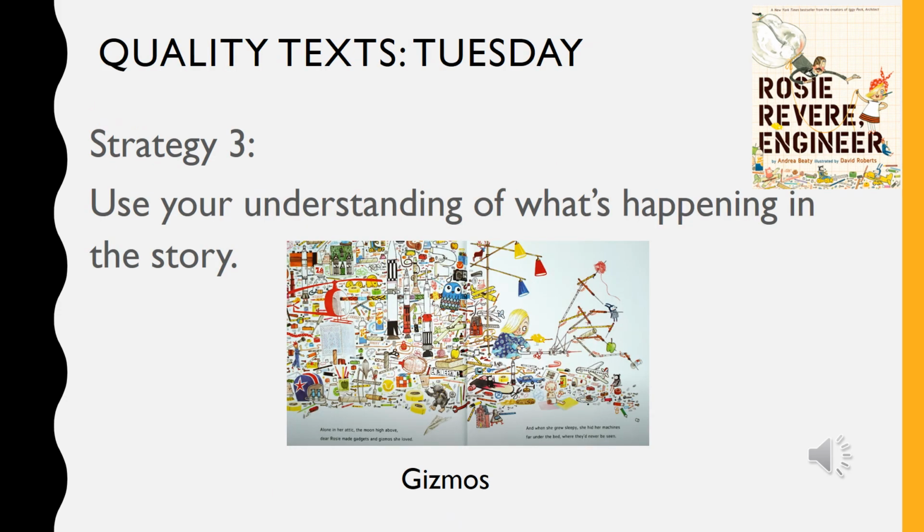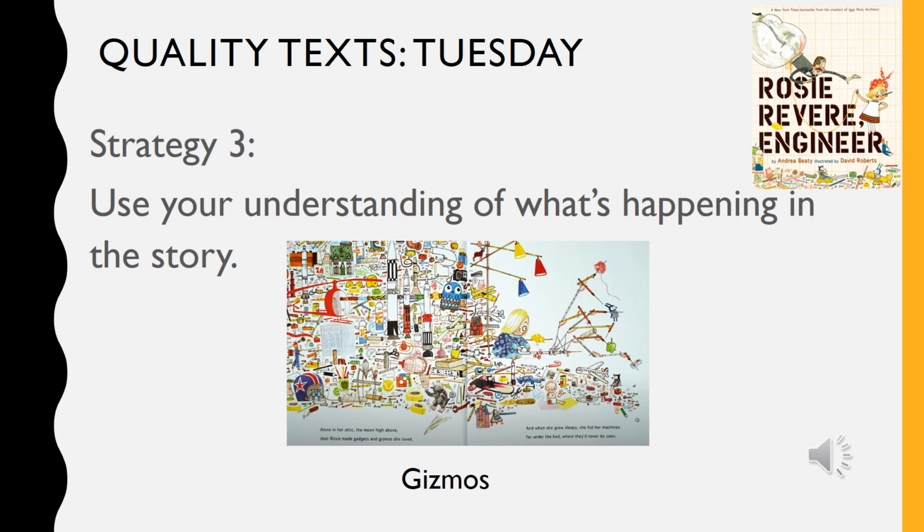Strategy 3 is to use your understanding of what is happening in the story to work out what a word might mean. So the word you are trying to figure out on this page is gizmos. So on this page, it's talking about how Rosie sits in her attic and makes gizmos and gadgets. So if we have a look at the picture and think about this story, so we know Rosie's an engineer and she likes to make lots of different things. She likes to make different gizmos and different gadgets.